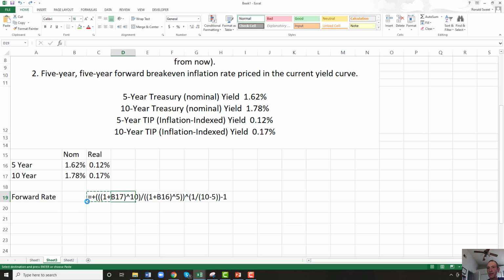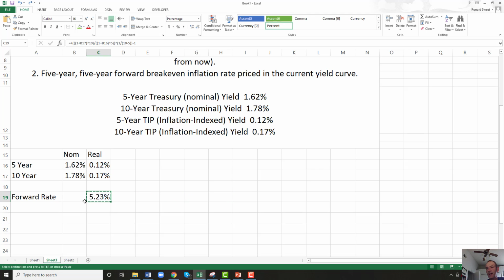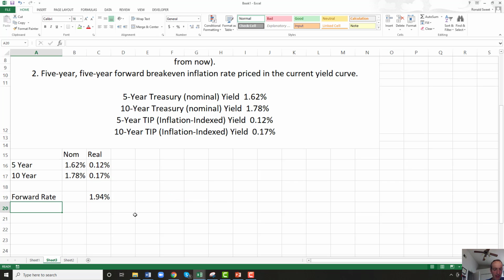So you look at it again, I got 5.23%. There's no way that's correct. So obviously I had a typo. I look and see I accidentally typed 9 instead of 0. And so there's my return. And let's do the forward real. This is the forward nominal rate.